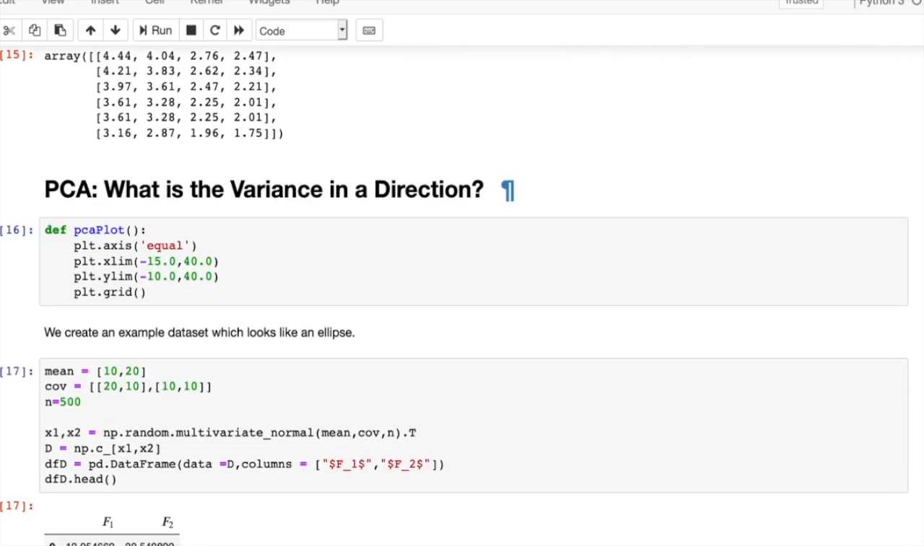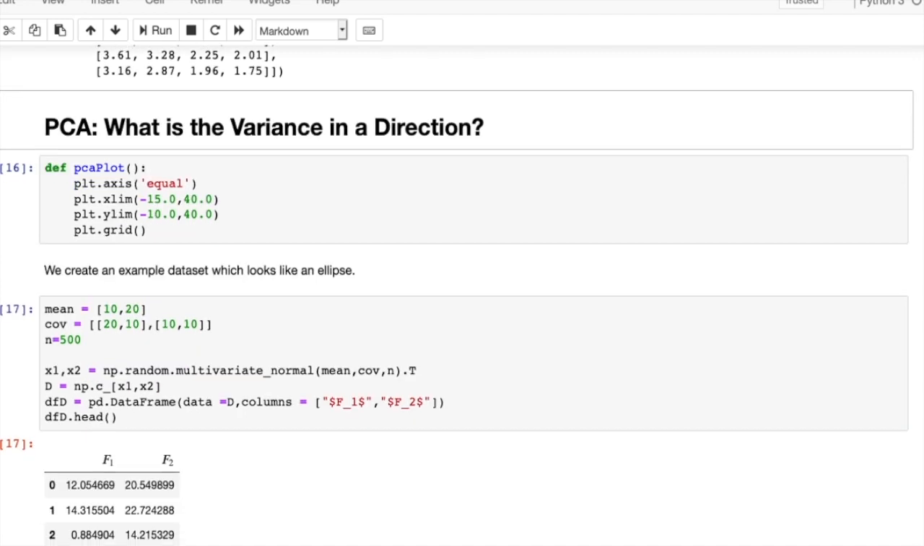Now let's have a look at PCA. So one thing I first wanted to do is to discuss this rather abstract term of the variance in a direction.